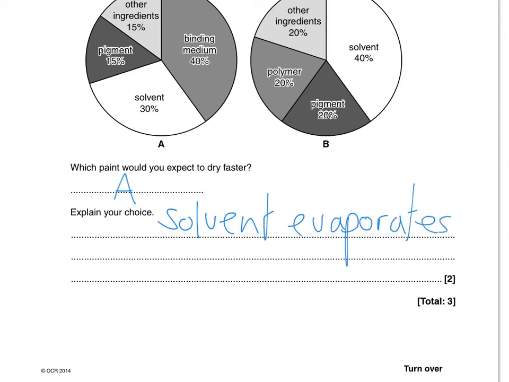So if you say, because when paint dries, the solvent evaporates, and then if you say that A has got less solvent, then it'll dry quicker. There's your marks, okay? 3 really easy marks at the start of this paper. And so yeah, we're off to a really good, strong start.